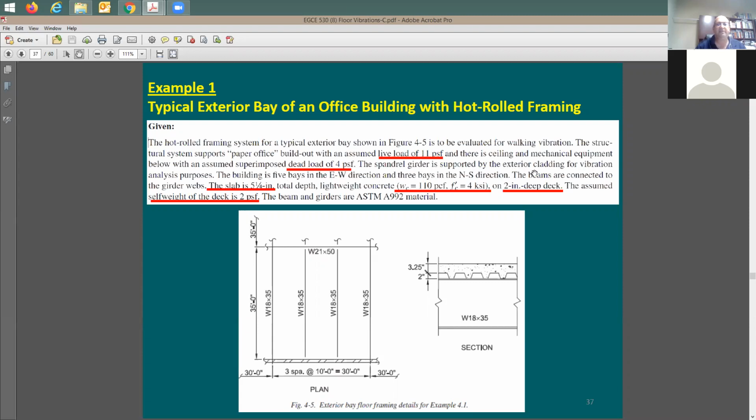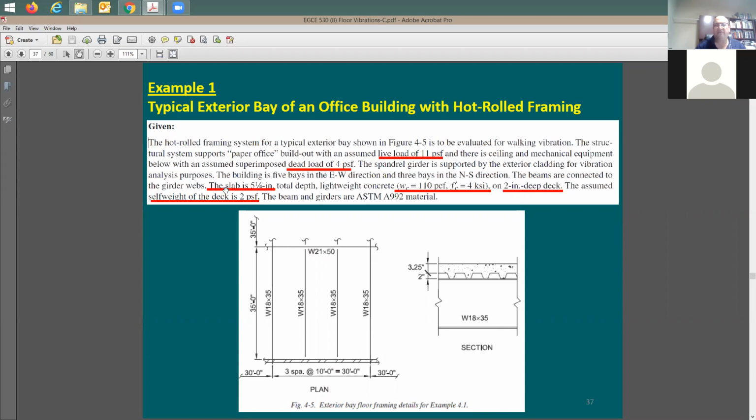So they give you some information here so that you figure out the total width and total length of the building. And as you see here, there's not a big hole in the middle or on one side, like the example we have considered. It's going to be just continuous in both directions, east-west and north-south direction. The slab is going to be 5 1/4 inch total depth. And as you see here, you have lightweight concrete, 110. F prime C is going to be 4 KSI, 2-inch deep deck, which means the metal deck itself is going to be 2-inch, and the concrete above it is going to be 3 1/4.